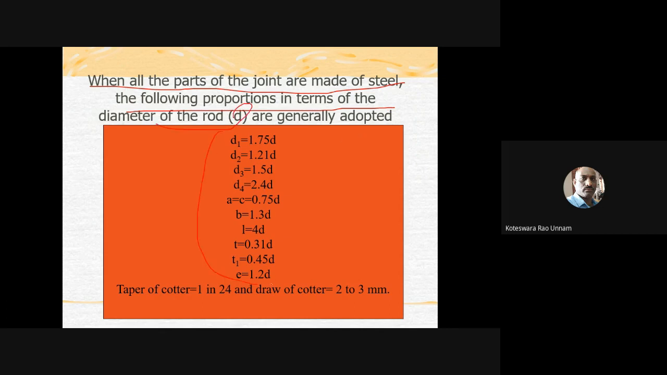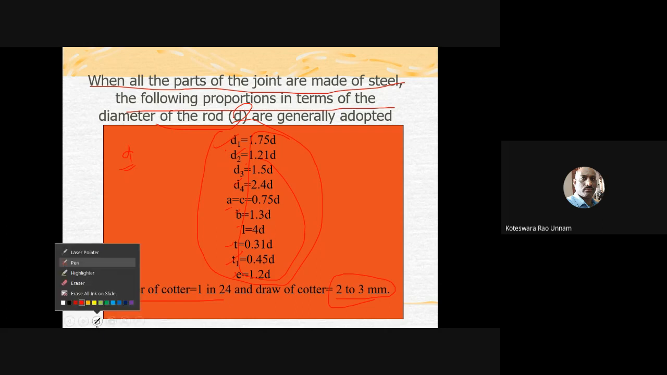So these are all the empirical relations for all those things. Once you calculate the D value, then D1, D2, D3, D4, A, C, B, L, T, T1, E, everything is calculated in terms of D only. So you can use these empirical relations to find the dimensions of the cotter, and the taper should be 1 in 24, or the maximum draw can be up to 3 mm.